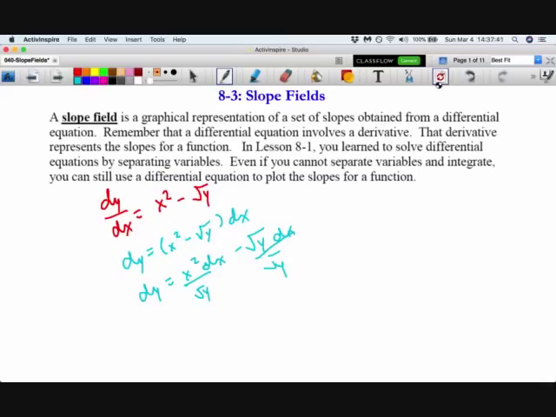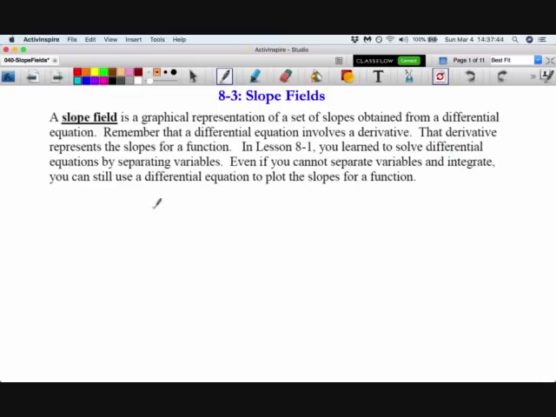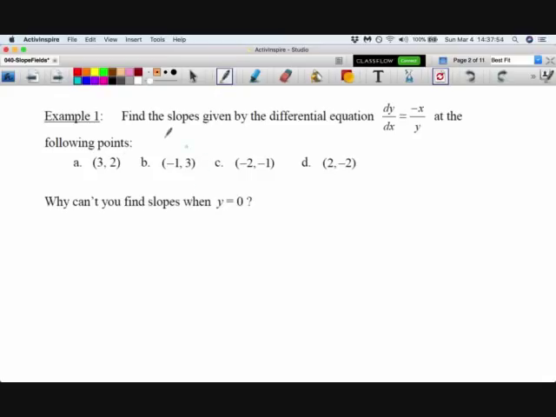But even though we can't separate it or integrate, we could still use the differential equation to plot the slopes. Because that's what a derivative gives us, the slope of a tangent line. The derivative is the slope of a tangent line. So how about you try to find me the slopes given by this differential equation at the following points. Now again, this is a differential equation, so the dy over dx is giving us a slope. So why don't you try to find me the slope at these 4 points? Maybe even answer this question. Do your best. 3, 2, 1.